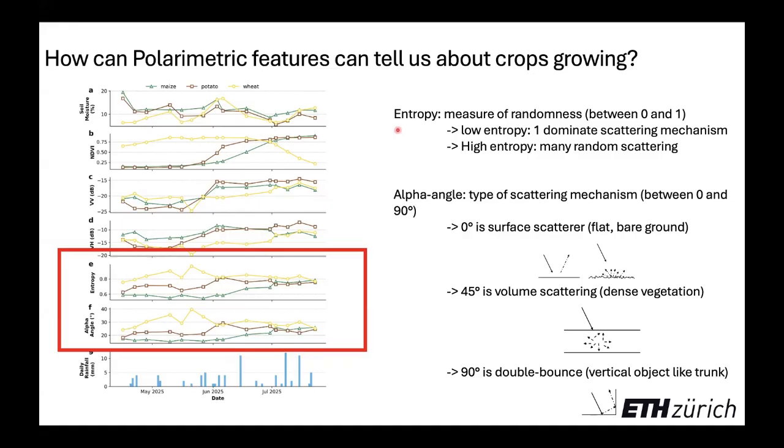Low entropy means there's one dominating scattering mechanism. A building, for example, has very low entropy. High entropy means there's many random scattering, and this could be a bush or huge vegetation, because all the leaves are interacting with the signal and they're considered random scatterers.